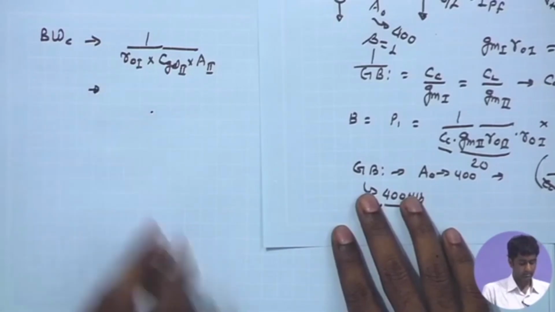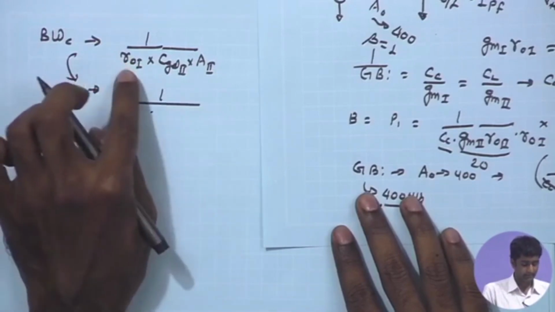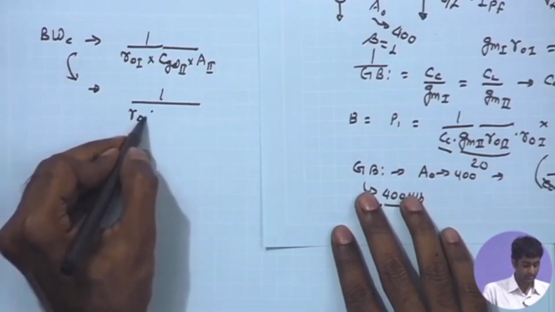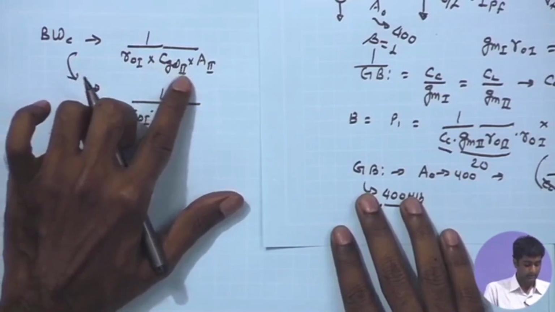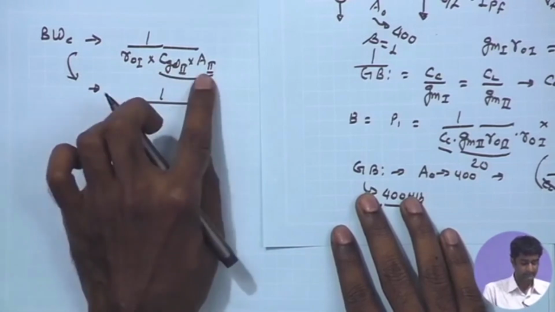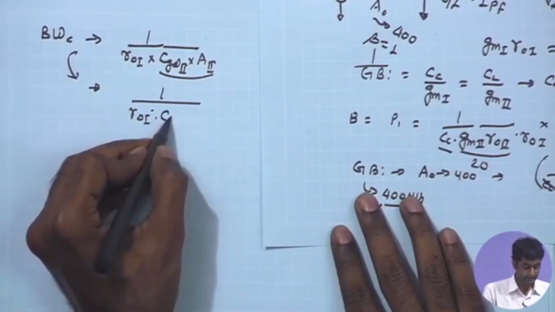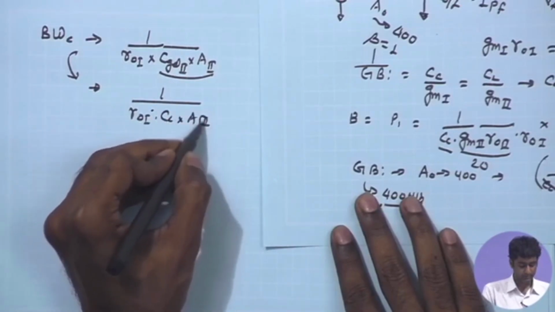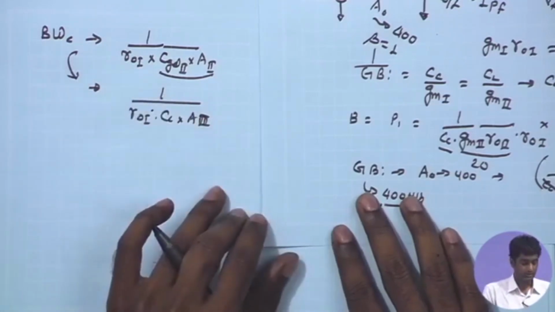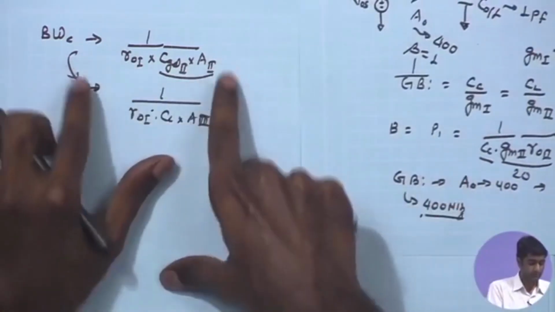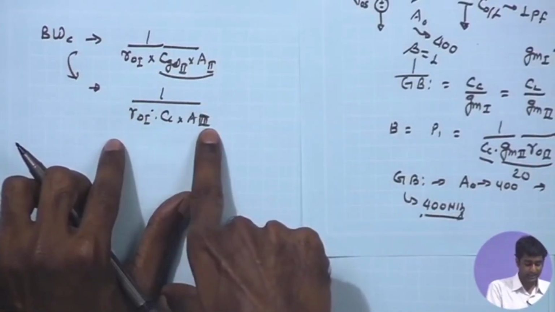In the closed loop, we have almost the same RO1, we have not changed any parameter. So, we have the same RO1 coming over here. Rather than the CGD2 times A2, we have the capacitor value given as CC times A2, right. So, right now we have the Miller multiplication of CC, which is much larger. So, from this point of view also we can see, if you look at the open loop bandwidth, we have RO times CC times A2.